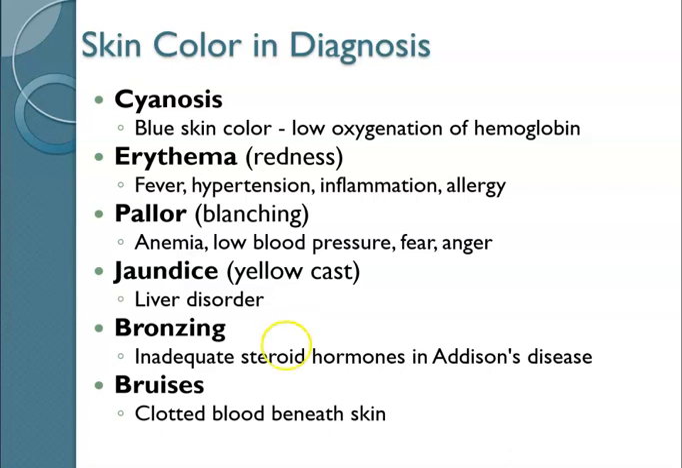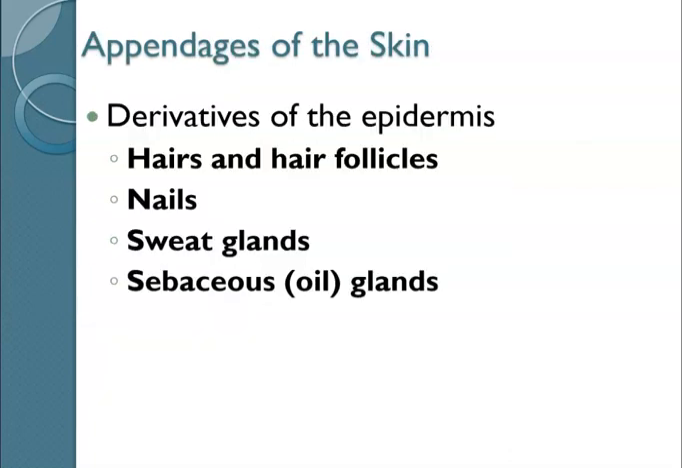Bronzing gives a bronze tinge to our skin. It is very commonly associated with Addison's disease, where we have inadequate production of steroid hormones by the adrenal glands. Then bruises, we can also see different colors depending on the age of the bruise. It's basically clotted blood, and sometimes when it is reabsorbed, it can change color too.